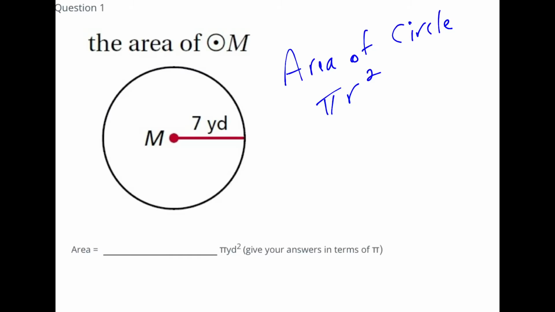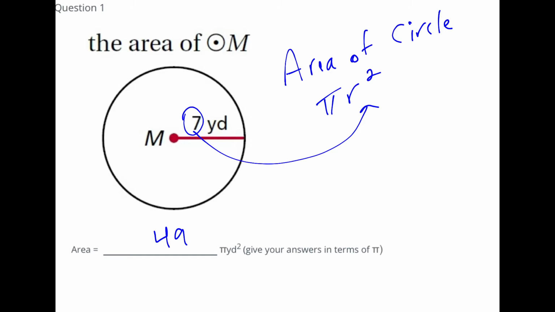This video goes over the 9.2 assignment. The area of a circle is found by taking pi multiplied by the radius squared. The radius here is 7, so we plug that in. They want you to leave your answer in terms of pi, so it's just 49 pi yards squared.